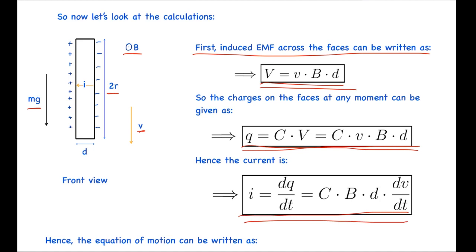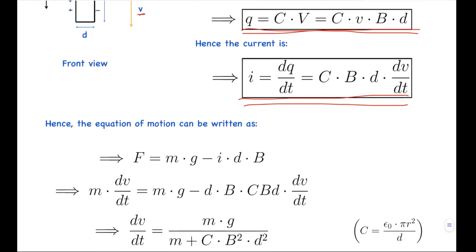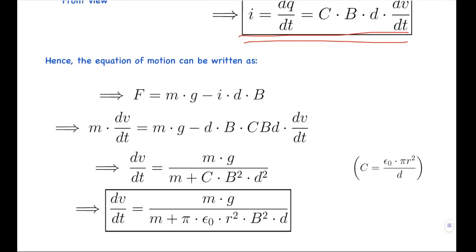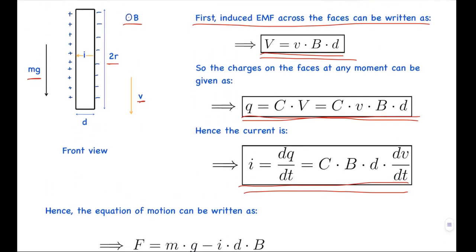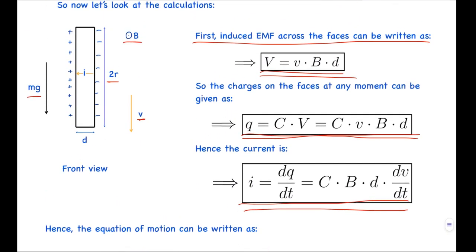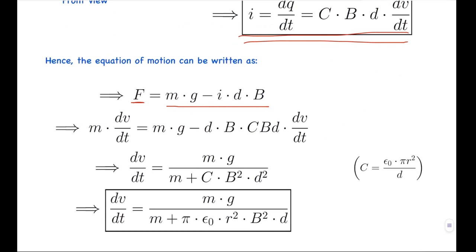Now, as we got the current, we can write the equation of motion as F net equals mg, which is in the downward direction, minus I times L times B. Here we have to observe that as the magnetic field is coming out, the length perpendicular to the magnetic field is this length, and the force will be applied as if it was a wire of that length moving perpendicular to the field. So the force will be I times d times B. The net force can be written as m dv by dt equals mg minus d times B times CBd dv by dt. We have substituted the value of I to be CBd times dv by dt.